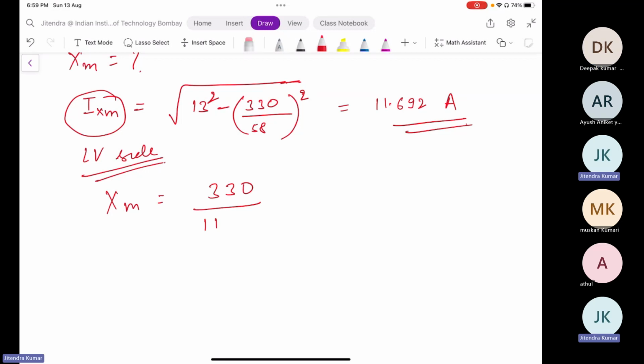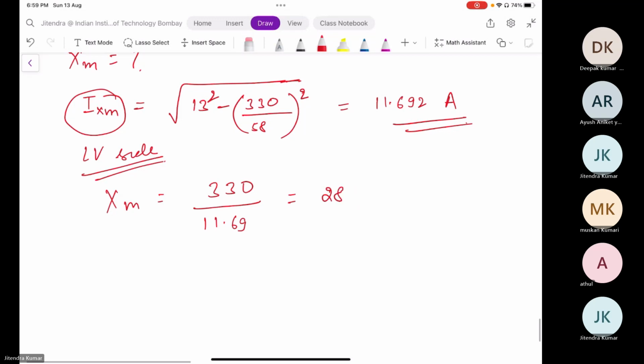330 divided by 11.69, so 28 ohm. You got it.